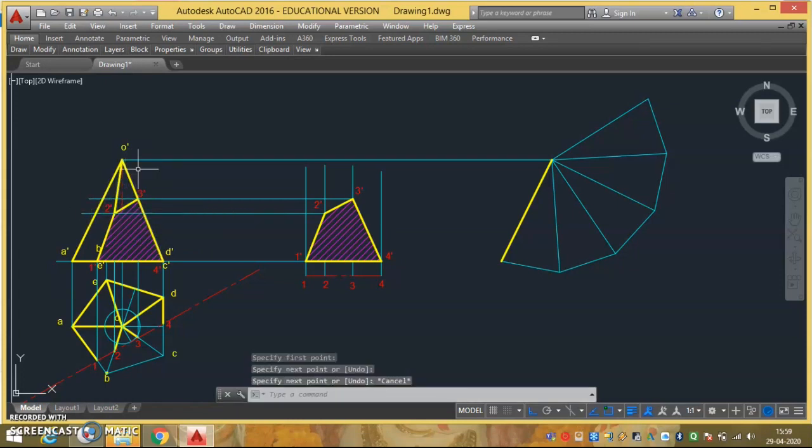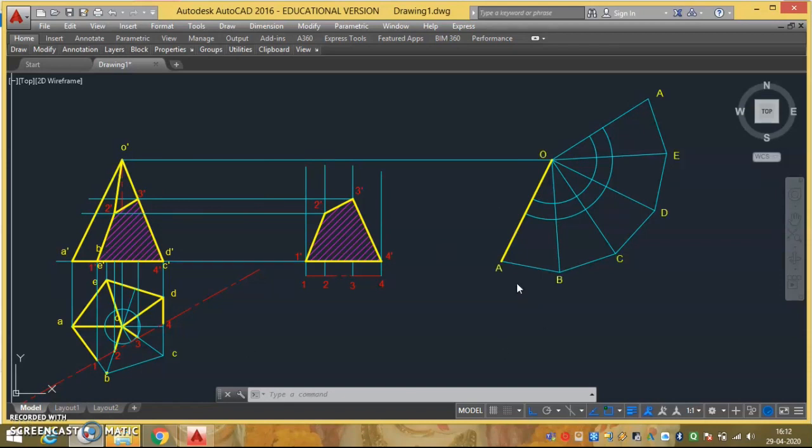We got these distances. Now I'll take this much distance in the compass, put it here and draw the arc. Now take this much distance in the compass, put it here and mark the arc. So you got the arcs here, this much distance, keep it here and mark the arc. Then this much distance, keep it here and mark the arc.